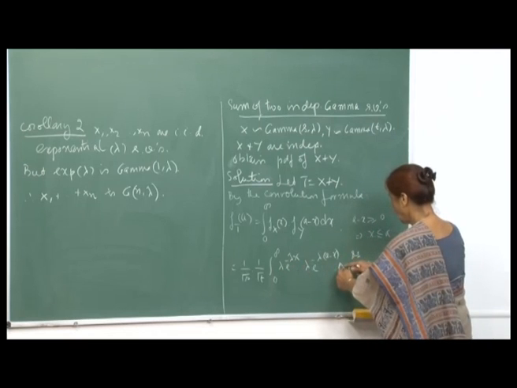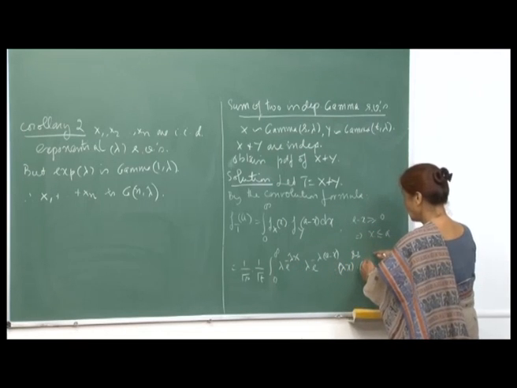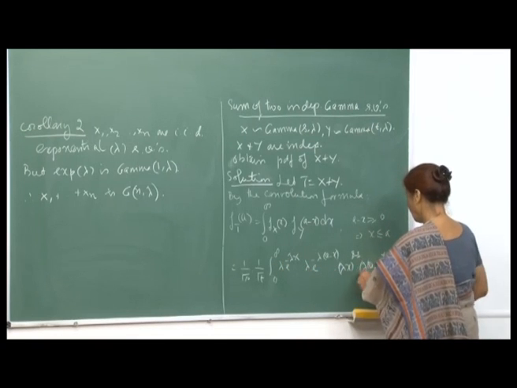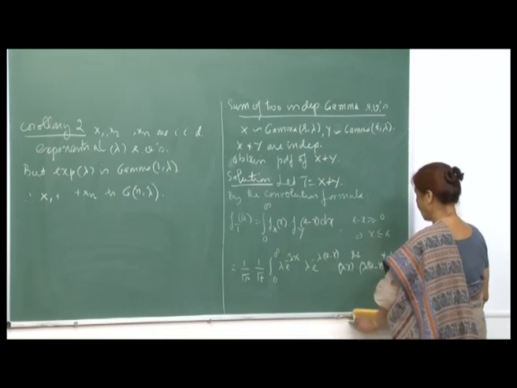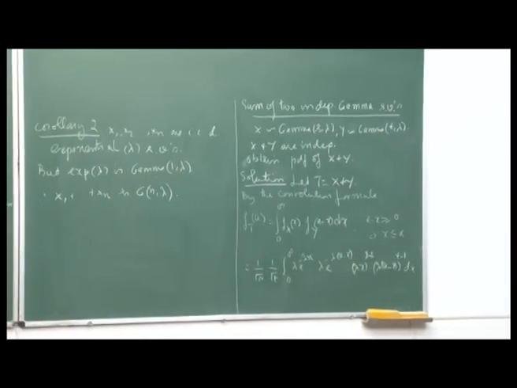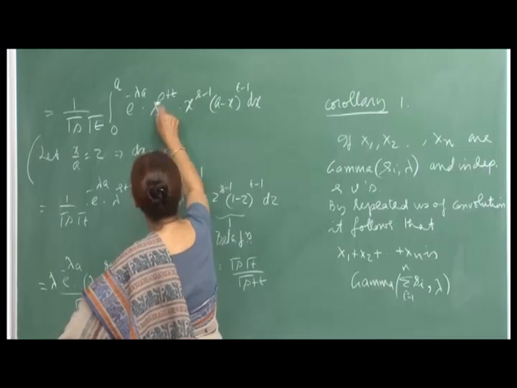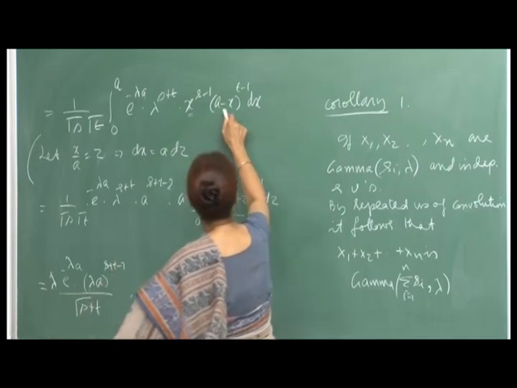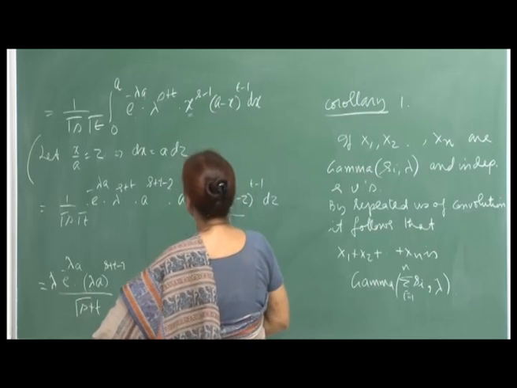So, the whole thing will be lambda raised to s plus t minus, because this is 2 and this is minus 2. So, you have lambda raised to s plus t, right, and that is what we have written here. So, this is lambda raised to s plus t e raised to minus lambda a, and then you are left with x raised to s minus 1 and a minus x raised to t minus 1 dx.